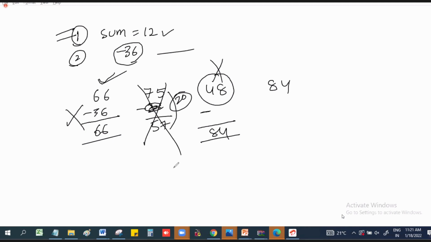This is also not your answer. 84 minus 36, the result is what? 48. Is 84's reverse number 48? Yes. Then this is going to be your answer.